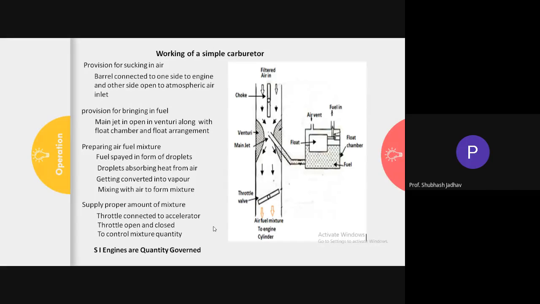Chalavine, Balaji Pise saying Chalavine governed. Chalavine nahi. Balaji, governing is responding to the load, change in the load.